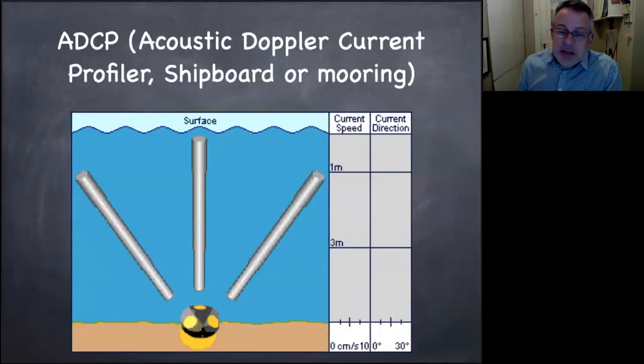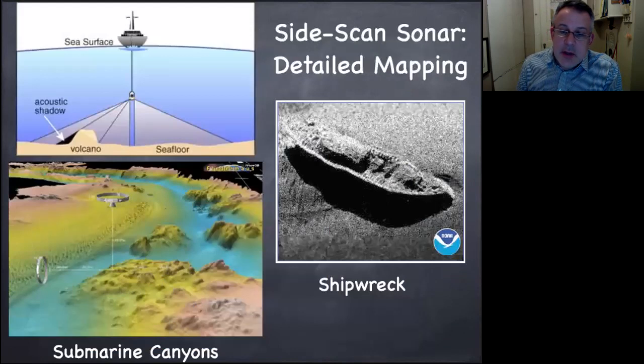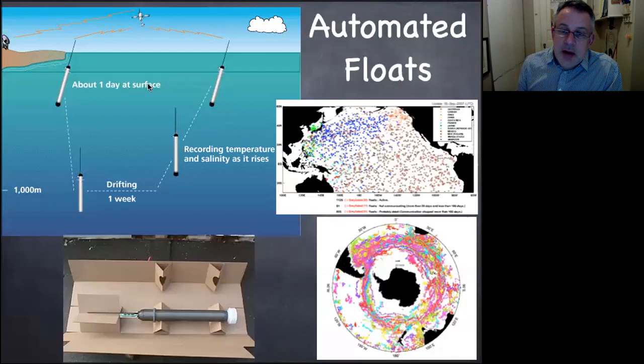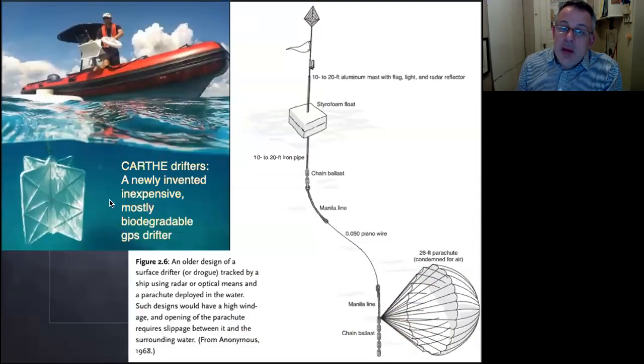The ADCP has these multiple beams. We talked about that last time. You can also look for the bottom using sonar. And floats could be mounted with a CTD and a cell phone. And off they go, over and over, up and down, like that.